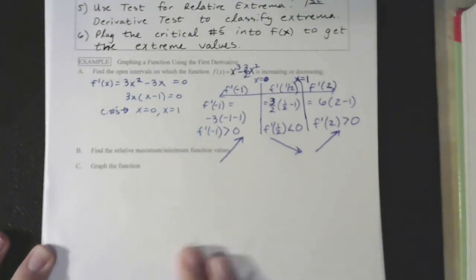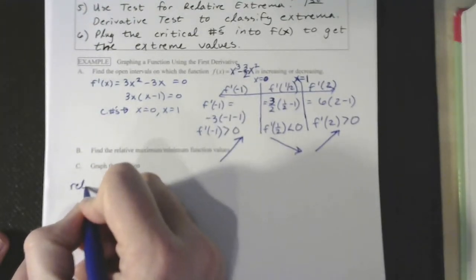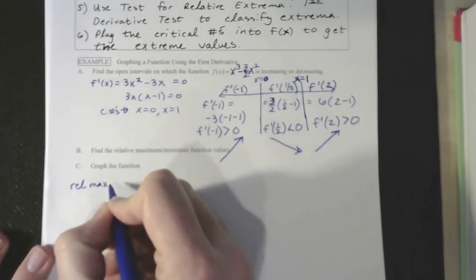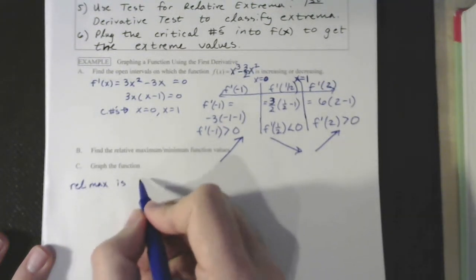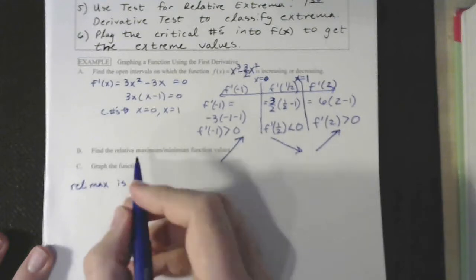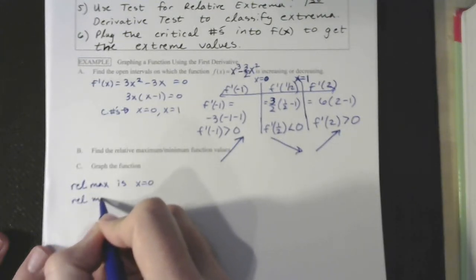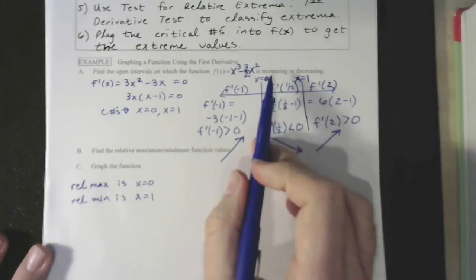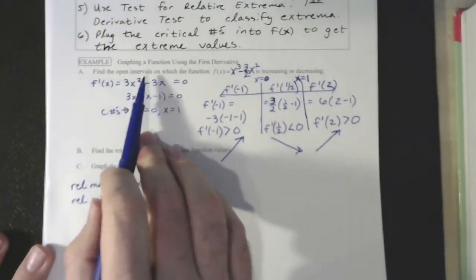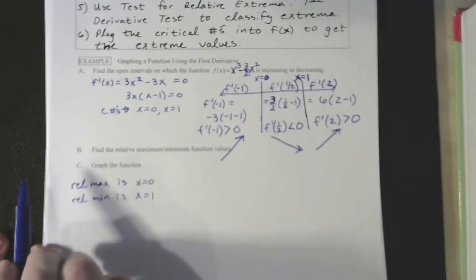So we're going to use this whole space for graphing in a second, but we can write our relative max is at 0, and the relative min is at 1. So now, if we go back to what a was, find the open intervals on which this function was increasing or decreasing.